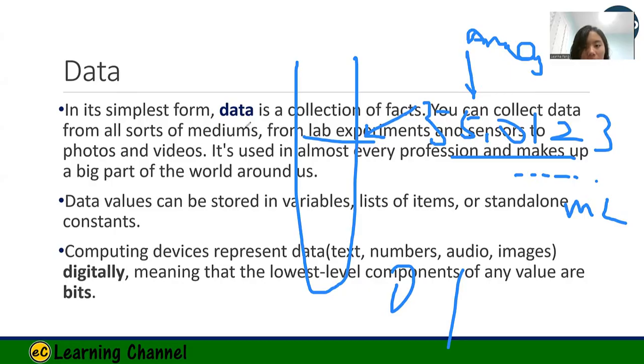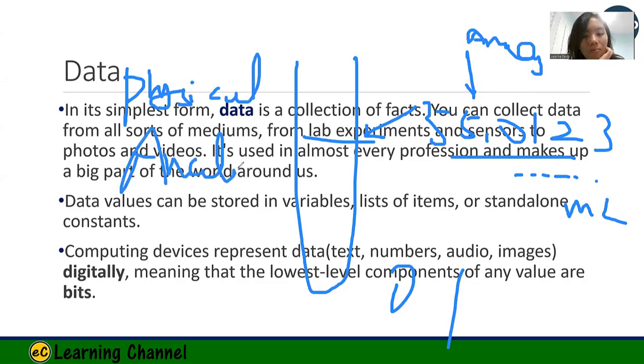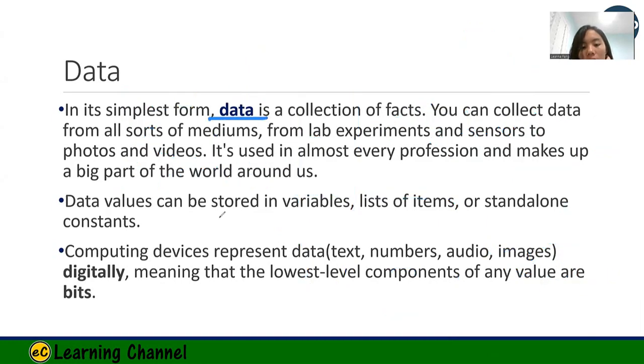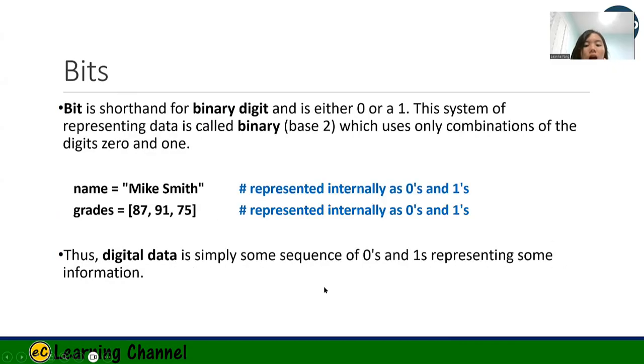And those kind of physical data, we call it analog data. And when we store it in a computer, we store it in digital format, using a number of bits to represent it. Is that okay so far? So basically, you need to know what is data and what is the data being stored in the computer. You also need to know what is digital data and what is analog data. Okay, this is related to data.